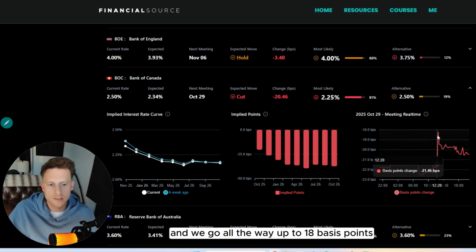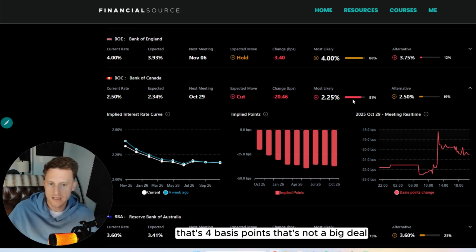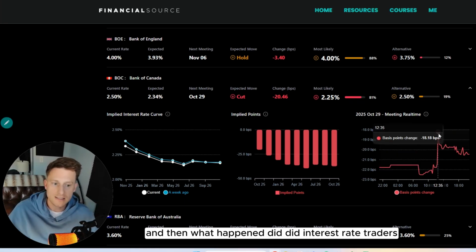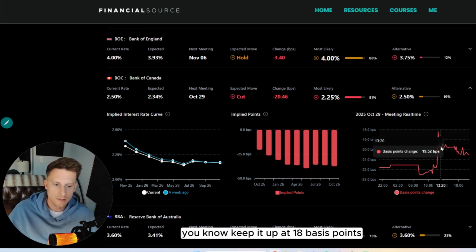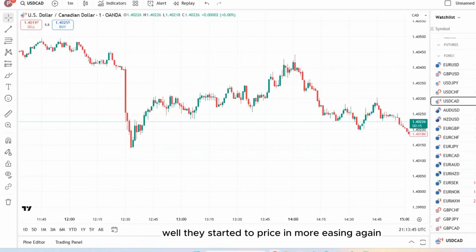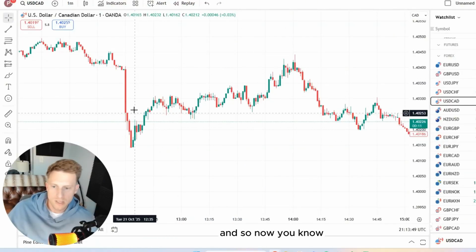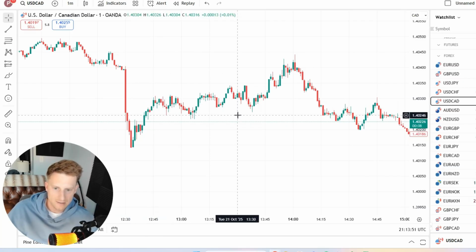And then what happened? Did interest rate traders keep it up at 18 basis points and then continue to price out a cut and make this go down from 90 to 80 to 70 to 60? No, they didn't. Instead, they started to price in more easing again. And so now, for most of the day, you're hanging out at like 19 or 20 basis points. So what does that tell you about the spot market? What that tells you is that it's probably not going to be a shallow pullback somewhere in here, right?